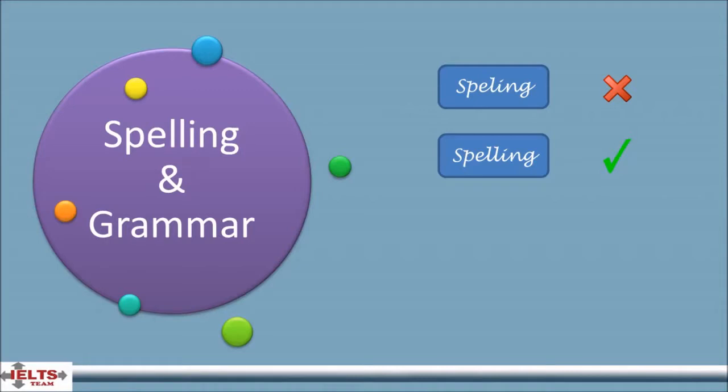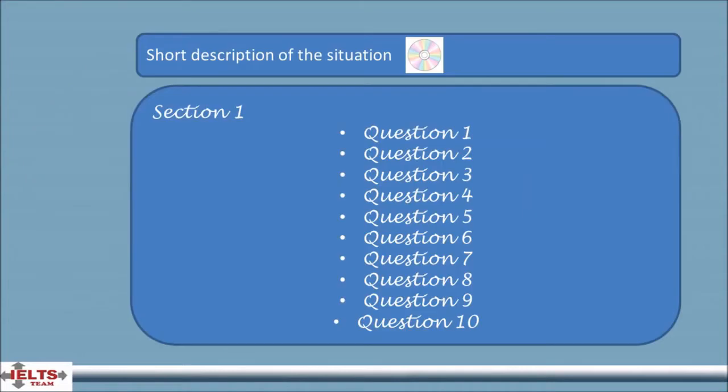Proper names may be spelled out in the recording, so don't worry about those specific names. At the beginning of each section, you hear a short description of the situation you are about to listen to. This may give information about who the speakers are, where they are, and what the general topic is. This description is not written on the question paper, so it is important for you to listen carefully.